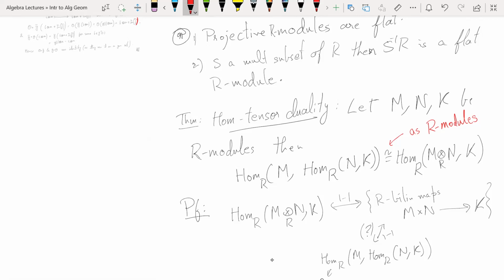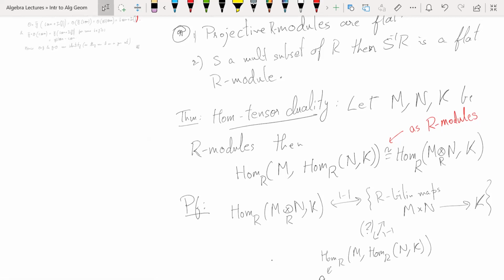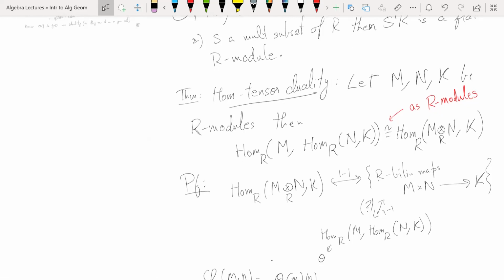So the first bijection is very transparent. We'll show that this set of R bilinear maps is in bijection with R linear maps from M to Hom(N, K), and that will complete the proof. For the next part, you just fix a particular M, and fixing that M gives a linear map from N to K. So we'll take some theta here, and given a theta, we'll cook up a bilinear map, and given a bilinear map, we'll get a theta.